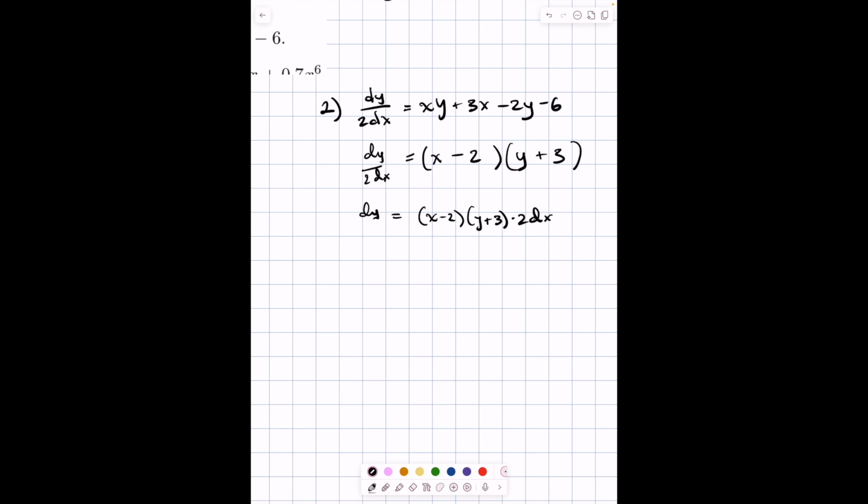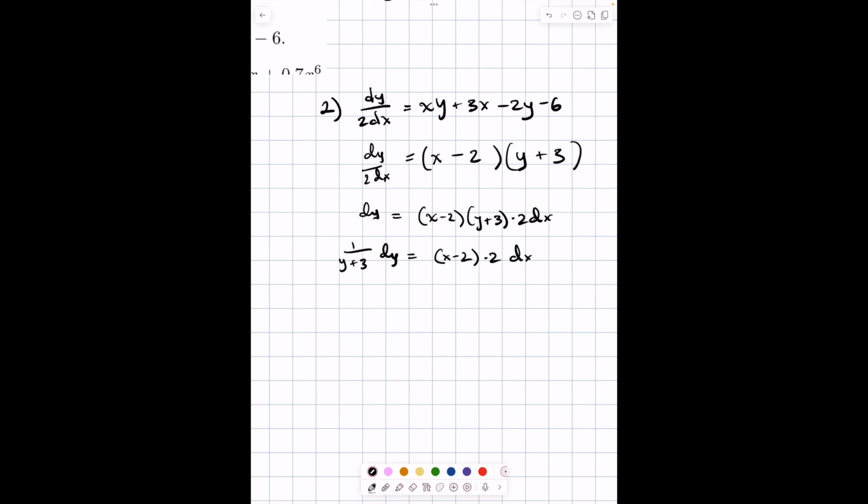It could be a constant for x, it could be a constant for y, so it doesn't really matter. But I'm just going to keep it with the dx. All I need to do now is take this y plus 3 and move it to the other side, because that is the only thing preventing me from taking the integral. So 1 over y plus 3 dy is equal to x minus 2 times 2 dx.